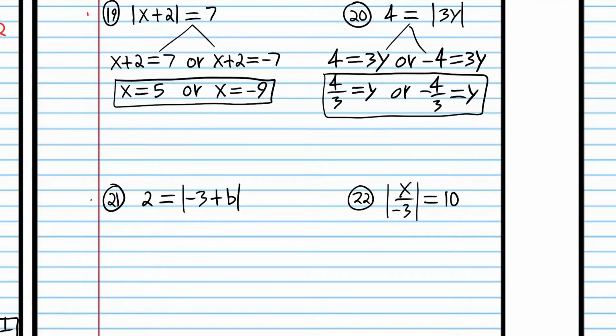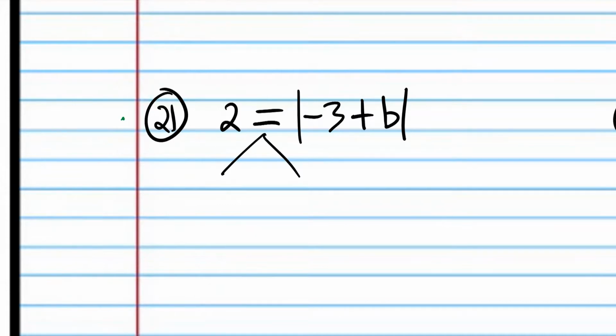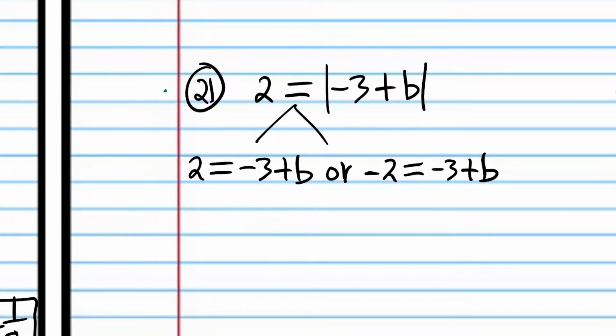All right, we're back. So the absolute value is already isolated, so 2 is equal to -3 plus b, but negative 2 can also be equal to negative 3 plus b. So add 3 to both sides and we get b is equal to 5. And add 3 to both sides and we get b is equal to 1.